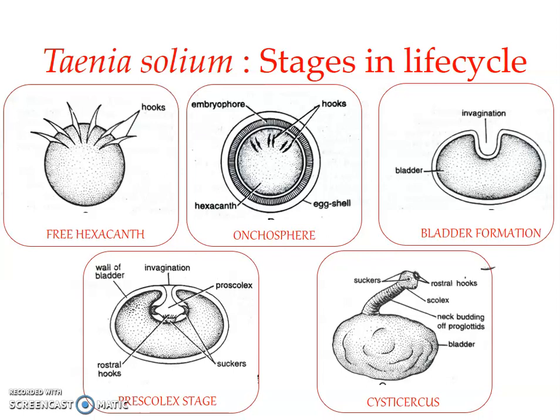Once this whole process is completed, they don't require hooks or such structures anymore, so those are shed off. Once the hexacanth reaches the blood vessels, they don't need the hooks anymore, so they are completely shed off. Now they are devoid of any hooks. I hope that part is clear.